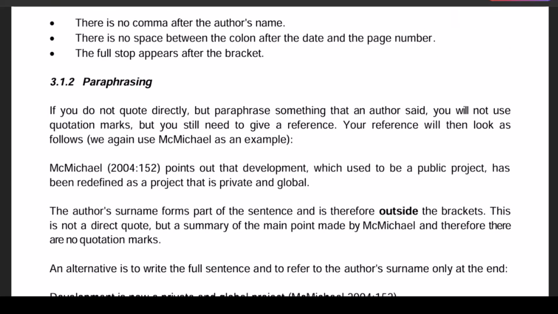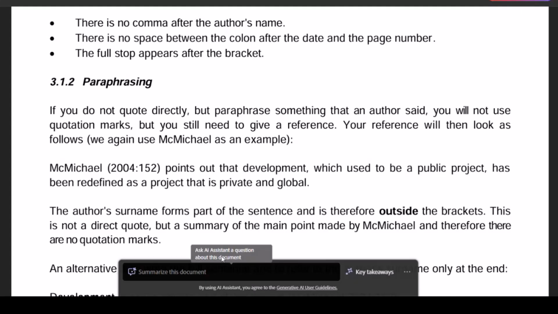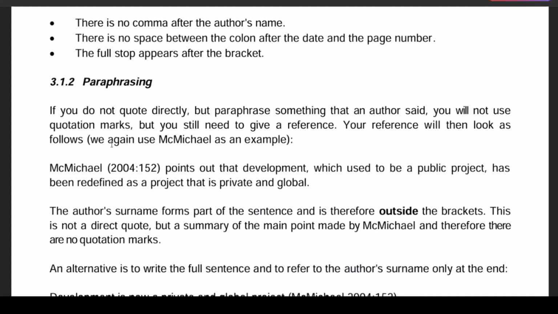Paraphrasing. If you do not quote directly, but paraphrase something that an author said, you will not use quotation marks. You can't paraphrase and use quotation marks. Remember, paraphrasing, you're writing something in your own words, but of course, you will acknowledge. So let's take you paraphrase, and then you put that paraphrasing in quotation marks.